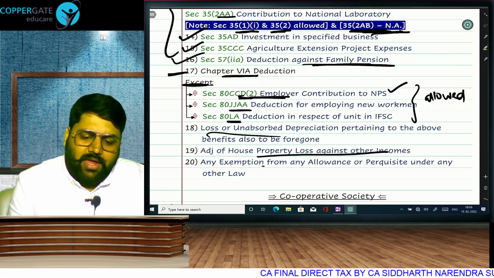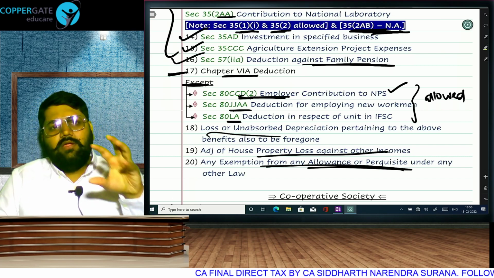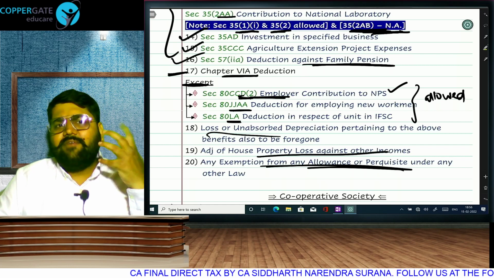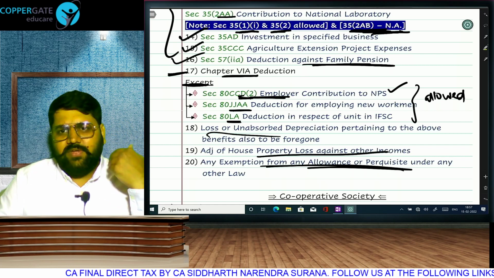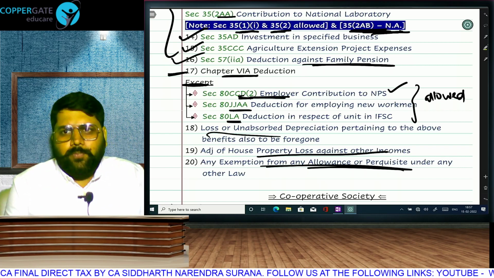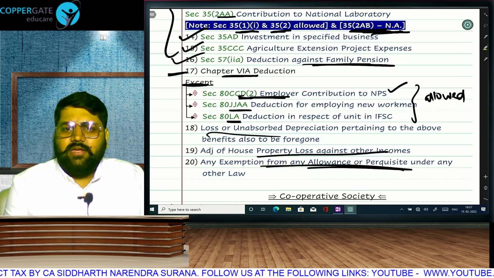And lastly, exemption from any allowance or perquisite which is under other law. For example, in gratuity we have an exemption under section 10(10). We have an exemption given under Payment of Gratuity Act. In retrenchment compensation, we have an exemption given under Industrial Dispute Act. This is a salary related point. So more relevant for inter students, less relevant for final CA student.